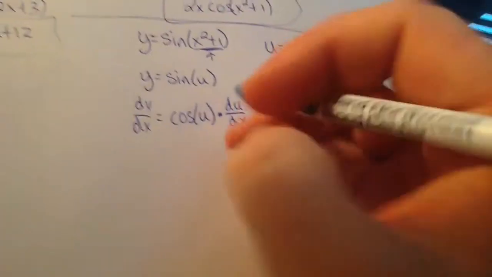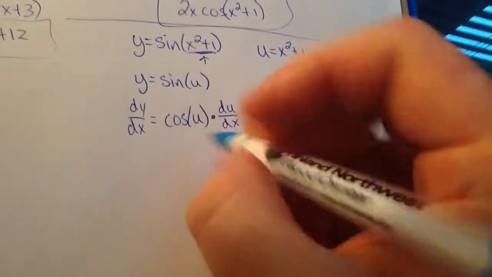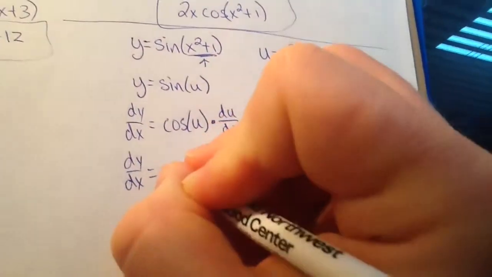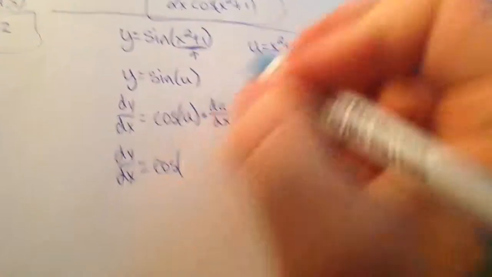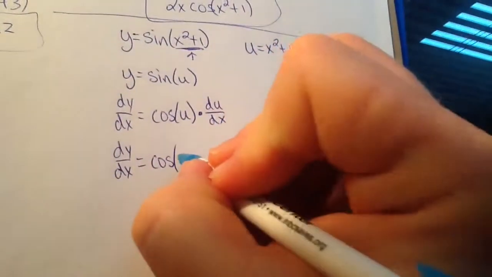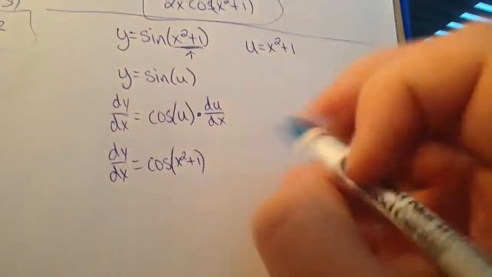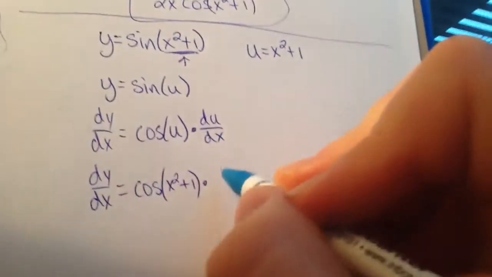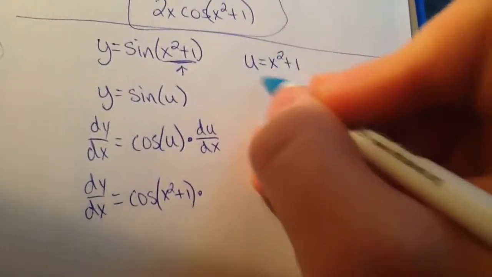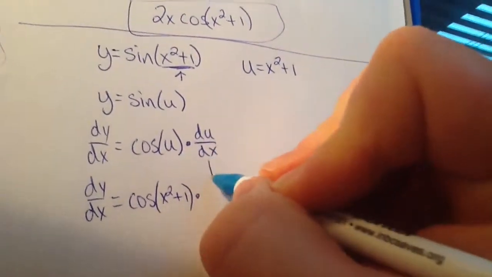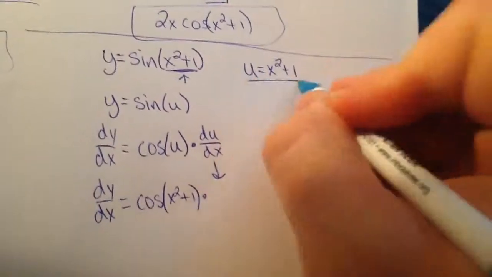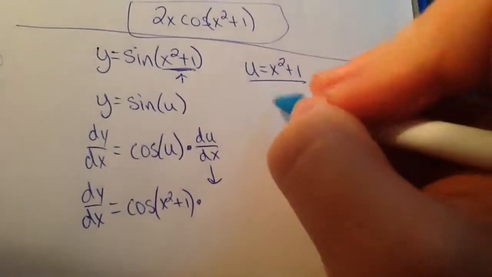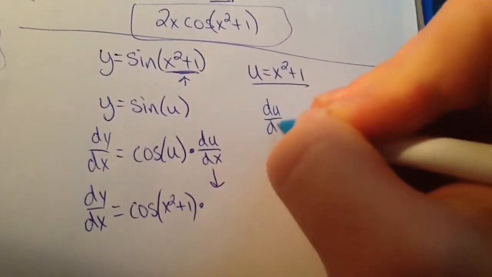So now to write your answer, you just got to plug this back in. The cosine of u, well, u is just x squared plus 1, so I'd write x squared plus 1 times the derivative of u with respect to x. Oh, so I have to do the derivative of this thing. That's what this means. So this piece right here is the derivative of this. The derivative of u with respect to x, that'd be this. So I have to do it.